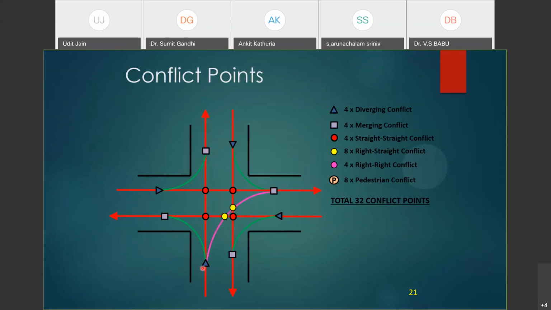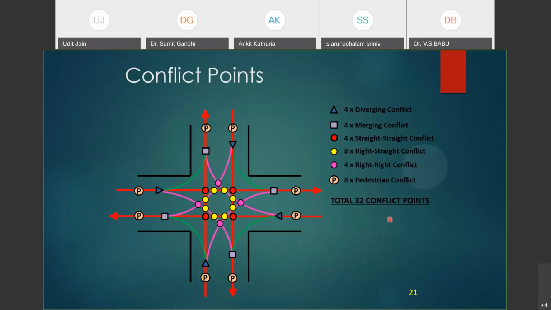Then after that, we have the straight to the right conflict point. So if you are taking a right turn, you will conflict with the straight moving traffic. That gives at each arm 2 more conflict points. So that gives me a total of 8 right turning conflict points and 8 pedestrian conflict points. So these in total give me a total of 32 conflict points.